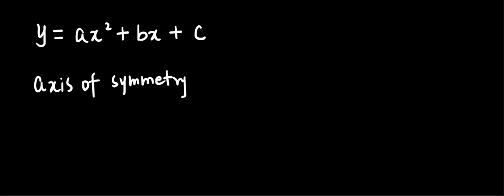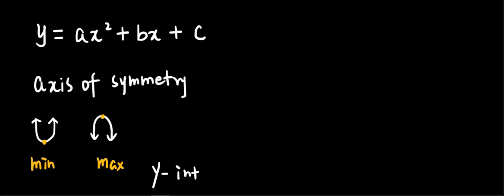We're going to find if the graph opens up or opens down. If it opens up, we're going to look for its minimum value. If it opens downwards, we're going to look for its maximum value. And we're going to look at its y-intercept. That is today's job. Alright, let's look at this standard form.